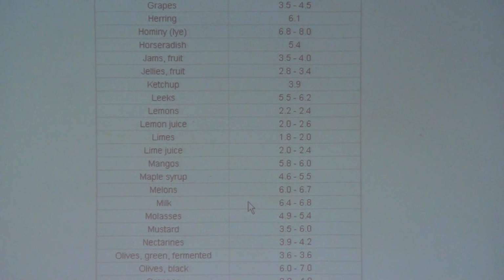We'll be looking at milk, doing a milk lab later in the semester. Actually, we'll do that next week. So milk has a pH between 6.4 and 6.8.